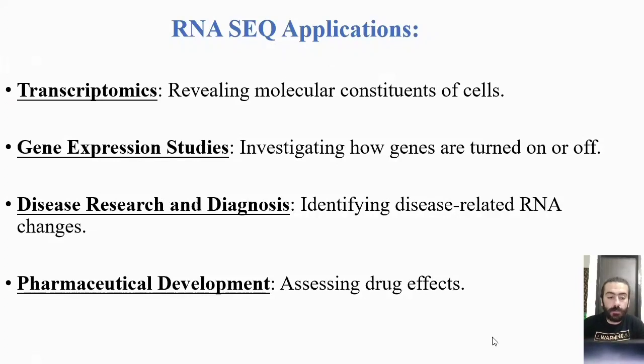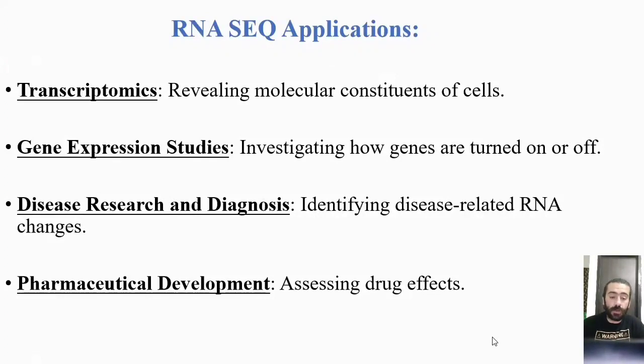The third thing is disease research and diagnosis. For example, I want to see which genes play a role in the disease. Maybe in the comparison between healthy people and patients, we can see which genes are upregulated or which genes are downregulated. Again, we don't only speak about genes, we can speak about anything related to RNA, like non-coding RNAs.